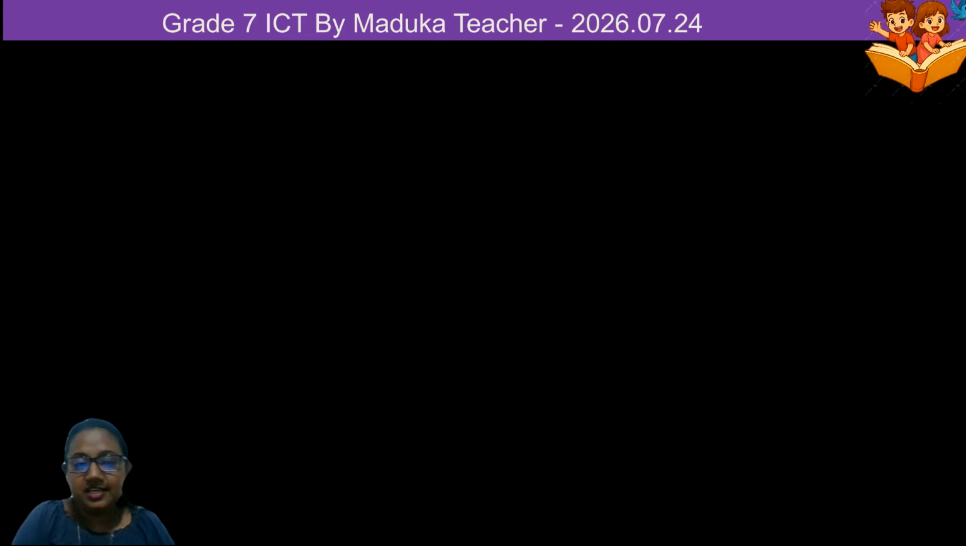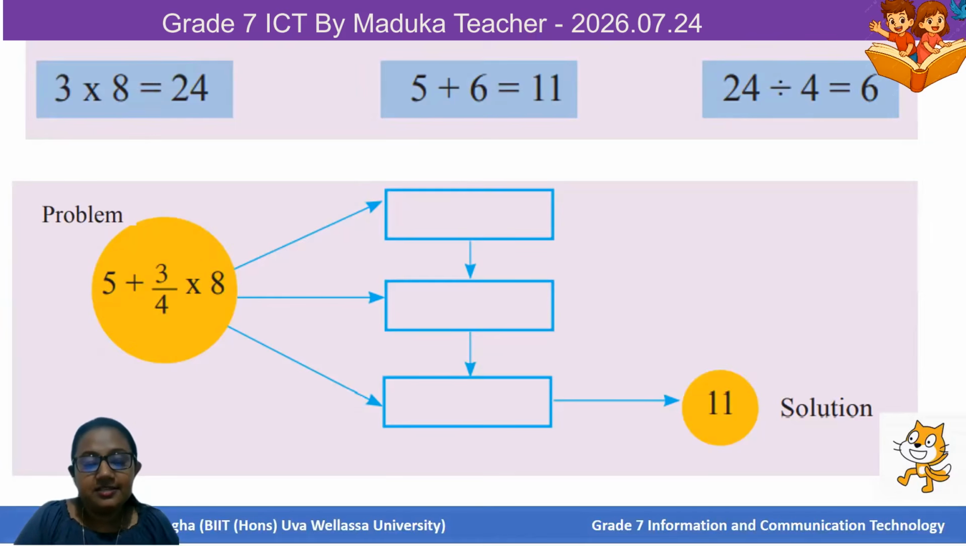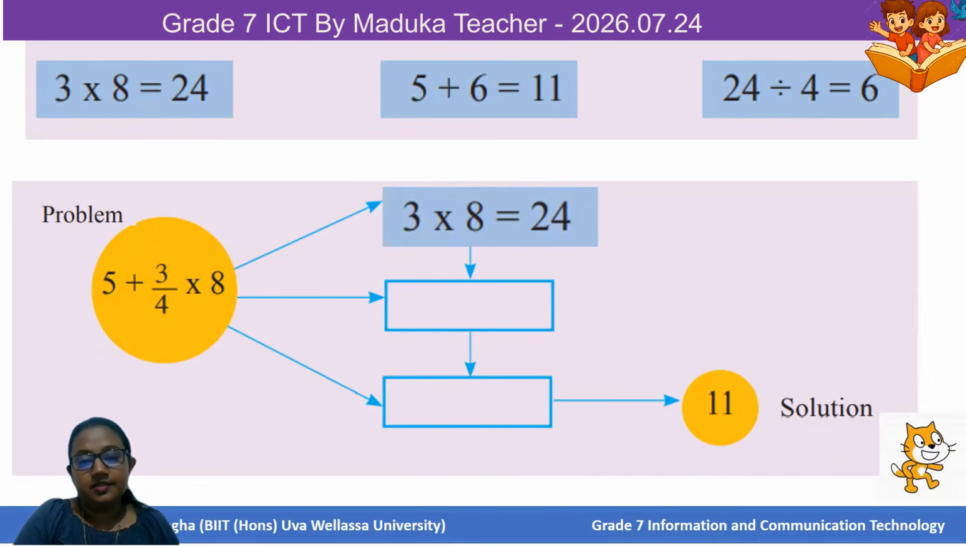Let's discuss it. Right. What is the first sub-problem? First, we are going to multiply 3 by 8. When you multiply 3 by 8, the answer is 24. We use the first one.